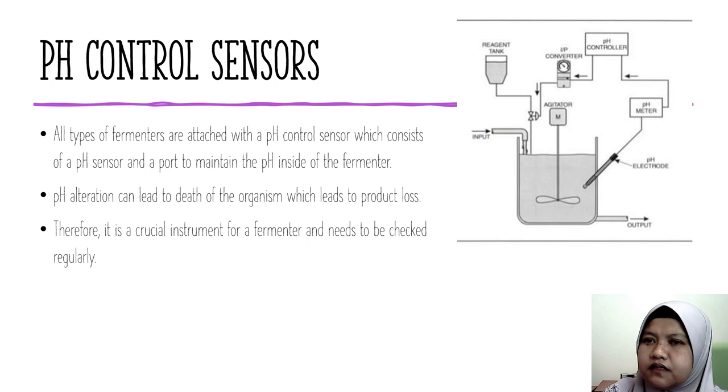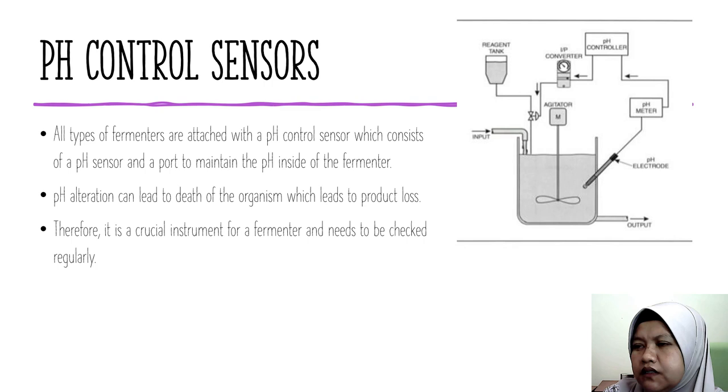Another sensor is the pH controller. All types of fermenter are attached with a pH control sensor, which consists of a pH sensor and a port to maintain the pH inside the fermenter. pH alteration can lead to death of the organism, which leads to product loss. Therefore, it is a crucial instrument for a fermenter and needs to be checked regularly.